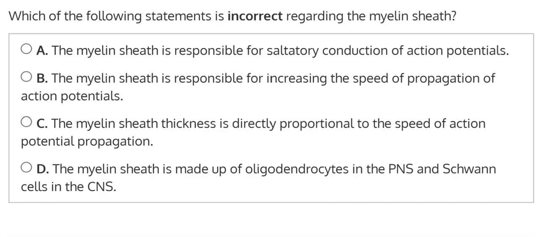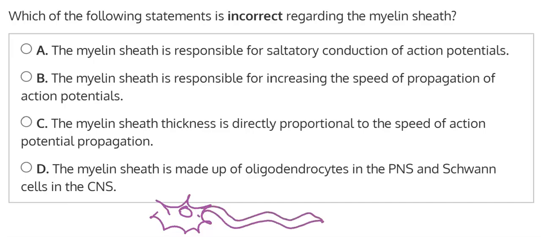Which of the following statements is incorrect regarding the myelin sheath? So remember what the myelin sheath is. If you have your neuron, and then remember you have your axon, which is the long tail at the end, which transmits electrical signals from one neuron to the next.